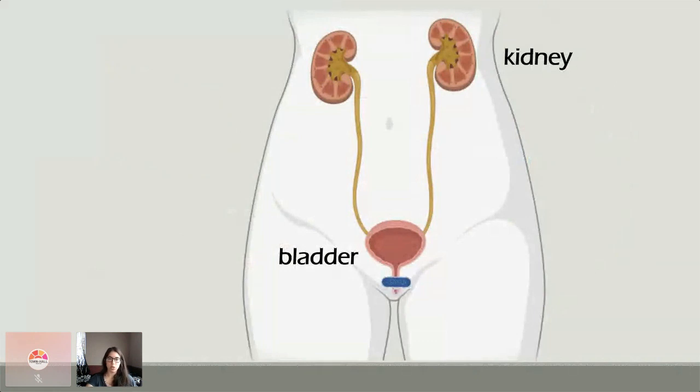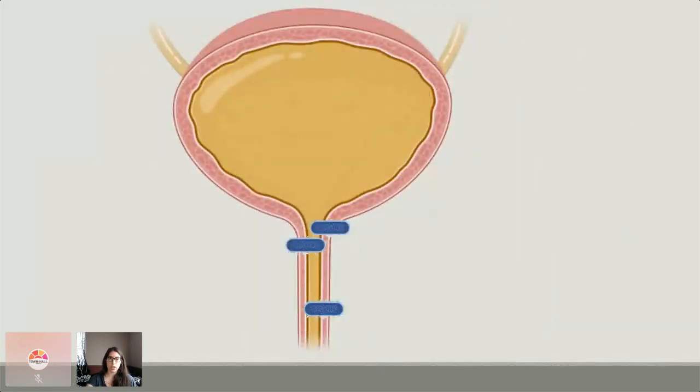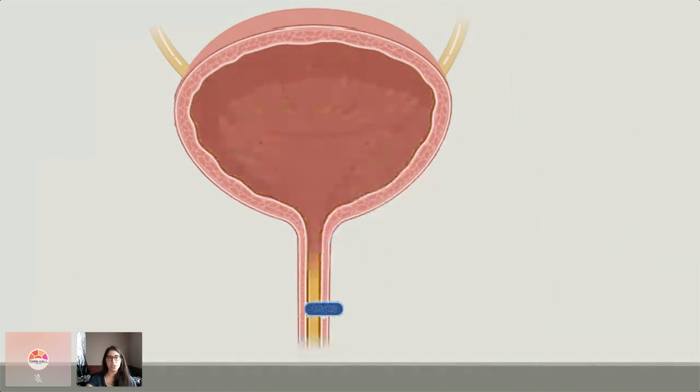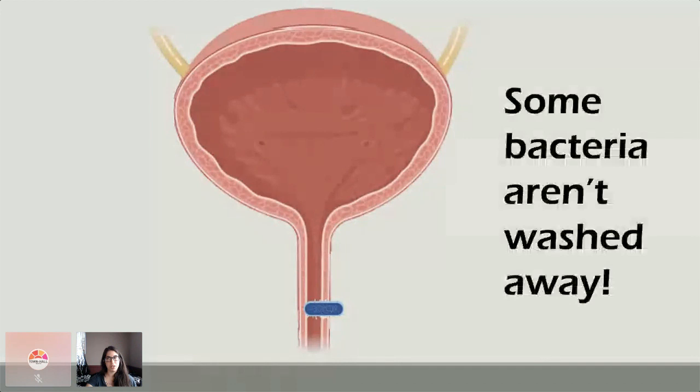So the bacteria can travel up to our bladder, and if it makes its way all the way to our kidney, it can cause some really severe complications. But luckily, our body has a natural defense mechanism against these invading bacteria. It's urinating. When you go to the bathroom, urine is flowing out of your body, and this generates forces that are literally washing the bacteria away. However, not all bacteria are washed away, and unfortunately, these bacteria are often associated with urinary tract infections.